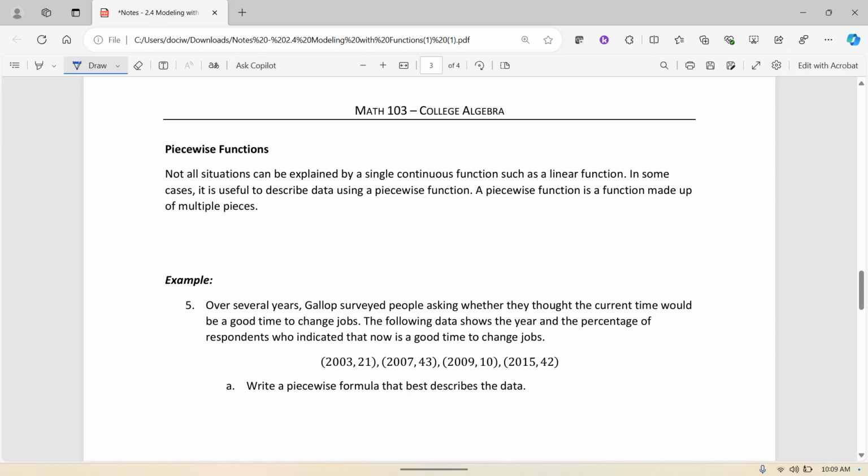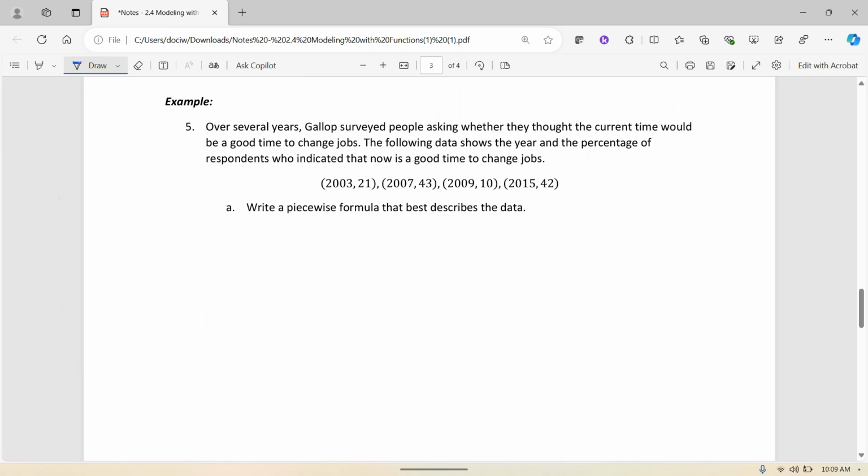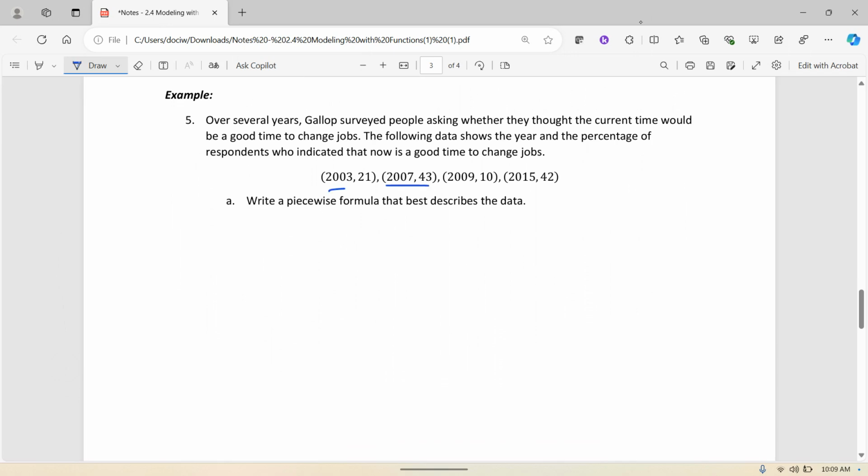Okay. So what you'll notice here in example 5 is that over several years, Gallup surveyed people asking whether they thought the current time would be a good time to change jobs. So in the 4 years from 2003 to 2007, the percentage of people who agreed that it was a good time to change jobs went from 21 to 43%. But you'll notice in the next 2 years, that percentage dropped from 43 to 10. And in the next 6 years, from 2009 to 2015, the percentage went from 10 back up to 42.